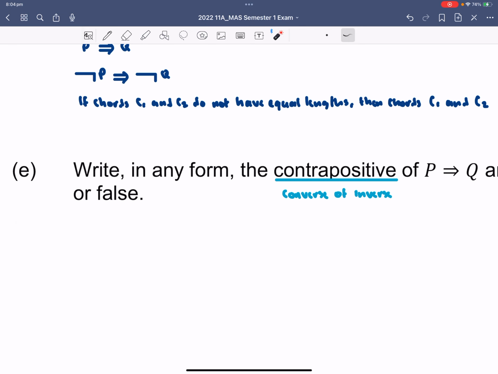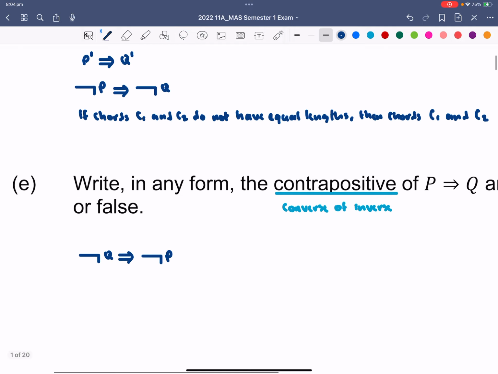So really, one very acceptable answer is if not Q, then not P. You don't have to use that symbol for if not. You can use a symbol such as P dash or Q dash. So you could have easily said if not Q, then not P. That's also acceptable. Or you could have done the English version as well.